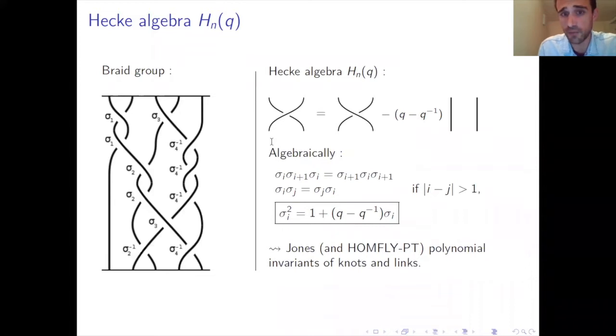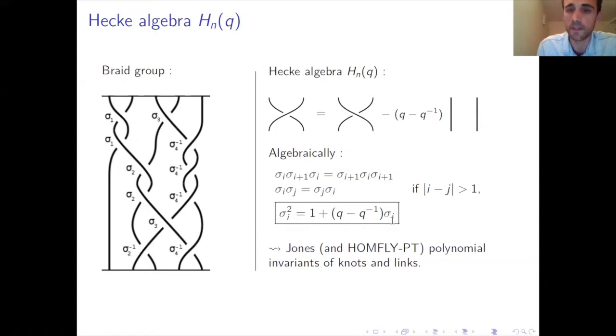It's a very naive idea first. So let's take almost the same relation, but with a small deformation. So now the relation is like this. You can replace the crossing of this form by its opposite at the cost of this small correcting term depending on the parameter q. Algebraically, maybe more concretely, it means that we add this relation to the presentation of the braid group. So the relation saying that the square of a generator is actually expressed in terms of 1 and sigma i.